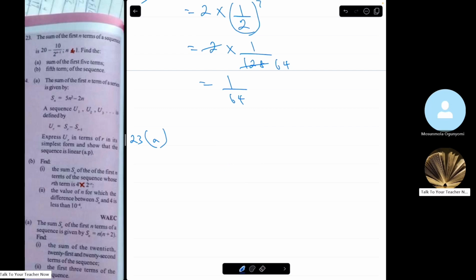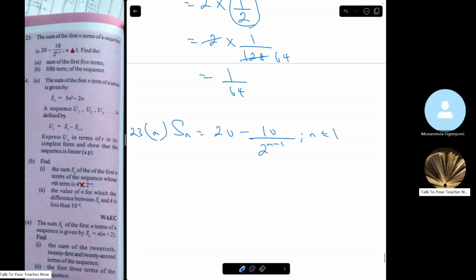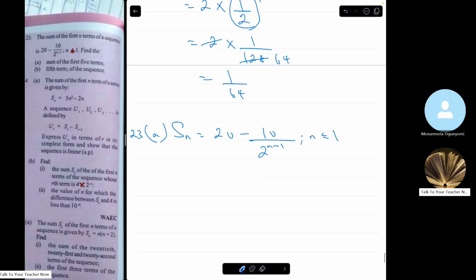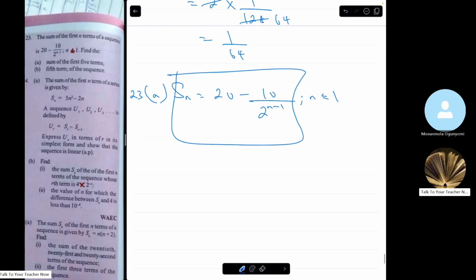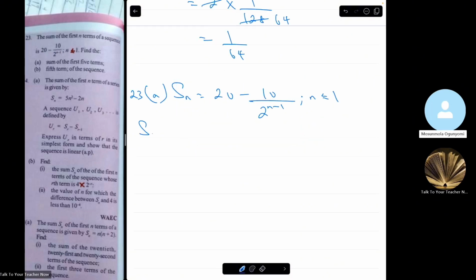The sum of the first n terms of a sequence is 20 minus 10 over 2 raised to power n minus 1, where n is less than or equal to 1. Now, the sum of the first n terms, Sn, we don't know whether it's a linear or an exponential sequence. What do we now do? How do we find the sum of the first 5 terms? They've given us a formula for it already. Sum of the first 5 terms will be S5. Is that correct? Yes, sir.